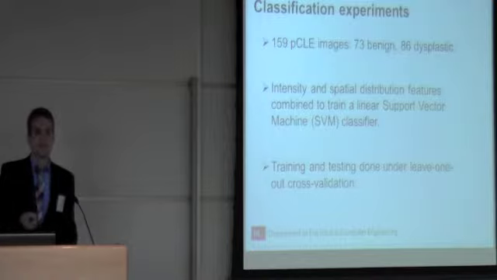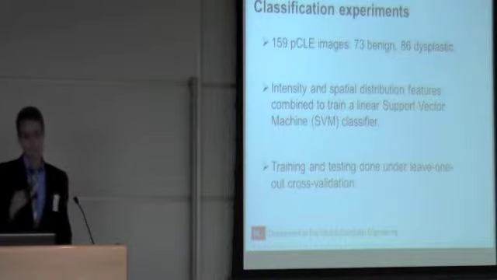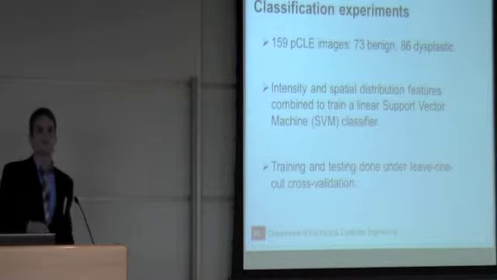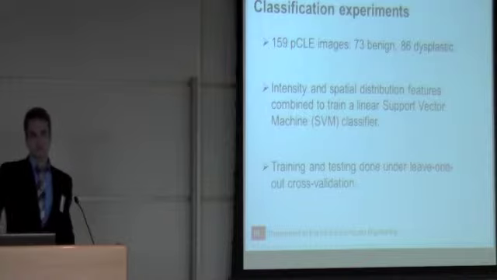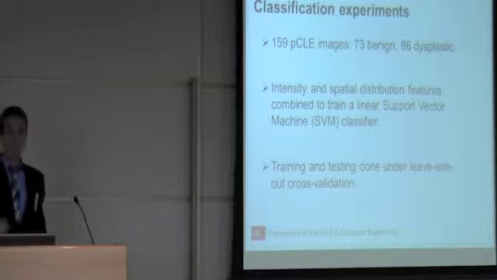the entire data set except for one sample is used for training. That one sample is removed, and once the classifier is trained over the training set, it's tested over that removed sample, and you repeat that procedure for all of the samples in your data set.